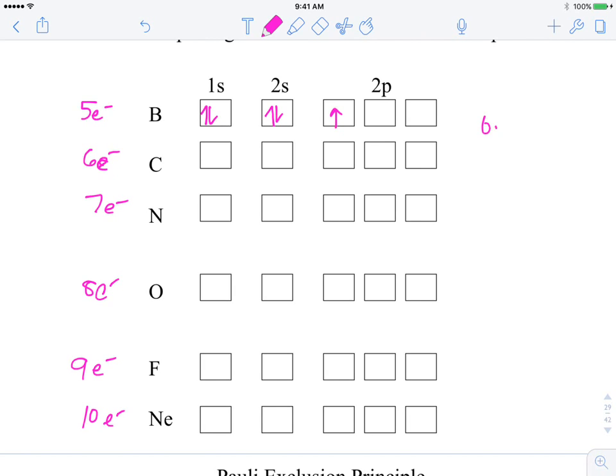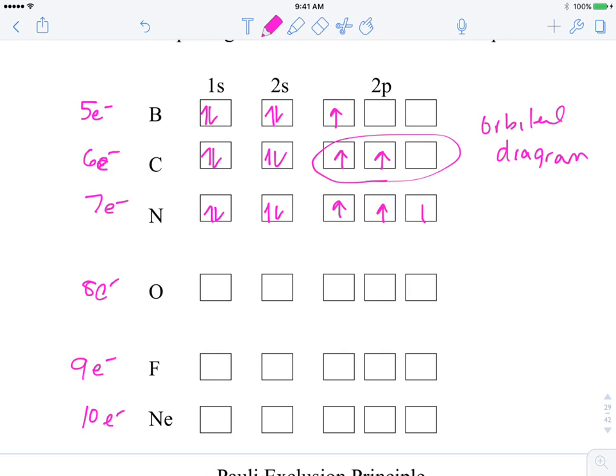This is called an orbital diagram. This shows how the electrons are actually inside the orbitals. Let's say I were to go to 6 electrons. 1s2, 2s2, 2p2. Watch this. 2p1, 2p2. This is very important. With nitrogen, I do 7. 1, 2, 3, 4, 5, 6, 7.